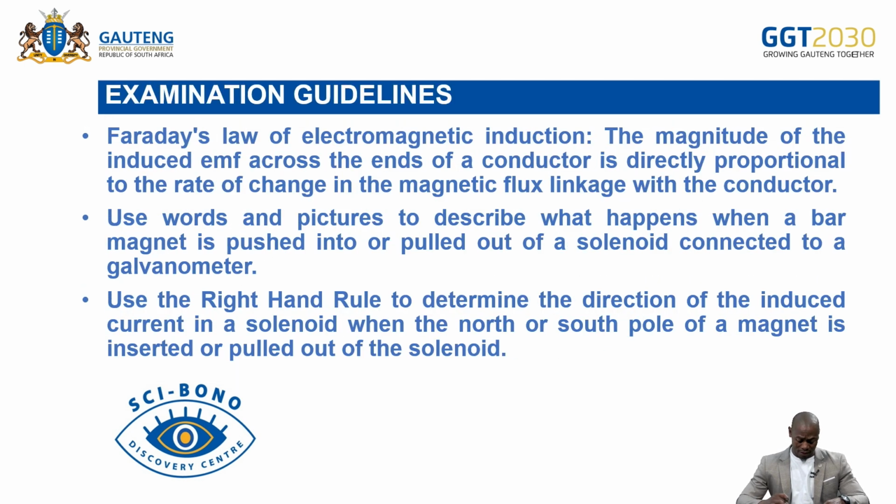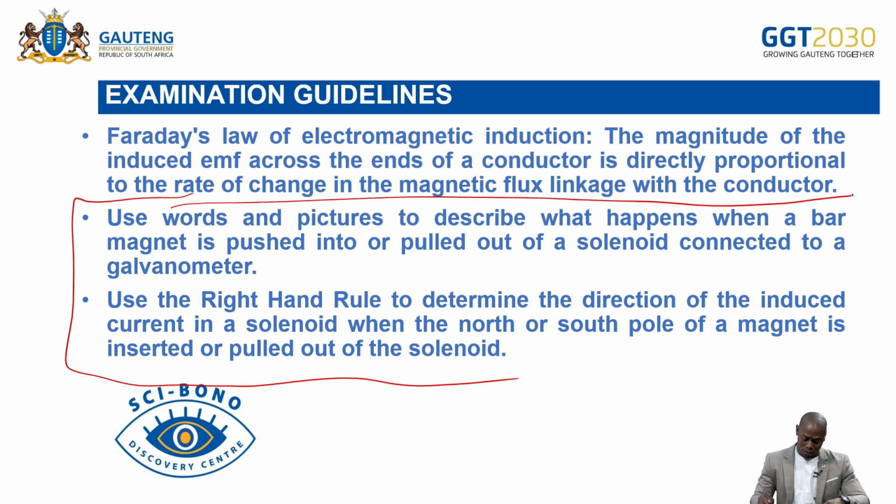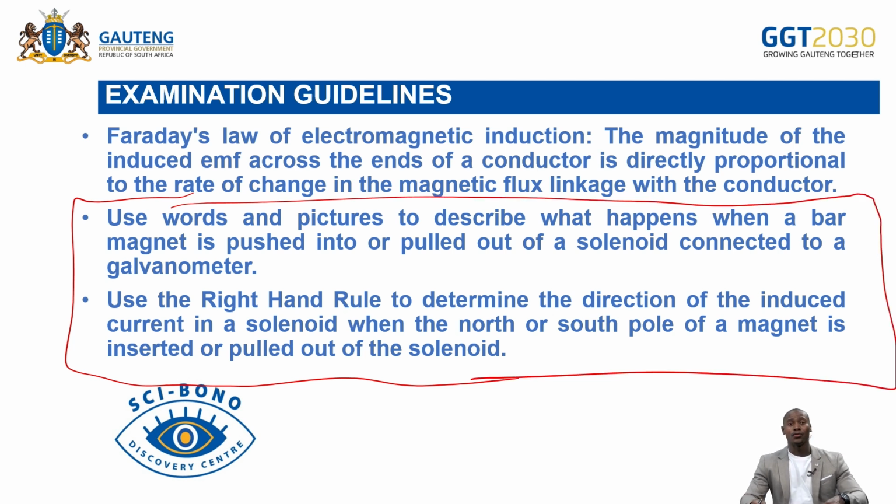On this, I want us to talk more about this too, because I think they are a problem in most cases. Use words and pictures to describe what happens when a bar magnet is pushed into or pulled out of the solenoid connected to a galvanometer. And also use the right-hand rule to determine the direction of the induced current in a solenoid when the north or the south pole of a magnet is inserted or pulled out of the solenoid. So it's what we are going to focus more on.